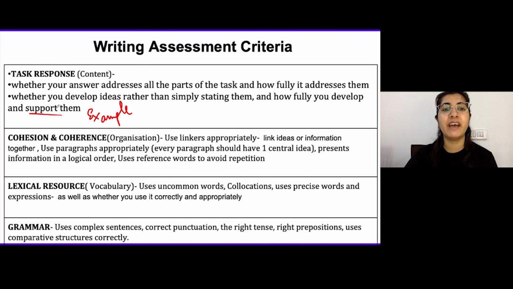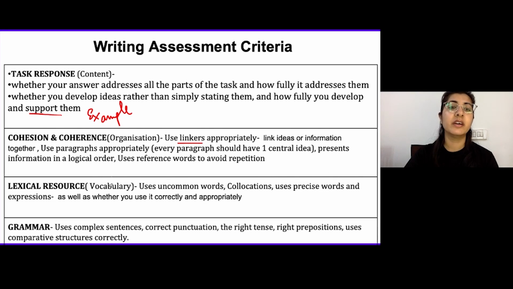Now, second, we have cohesion and coherence. This basically means how good is your flow of the essay. So to have a better flowing essay, you should use linking words. For example, moreover, additionally, in addition to that. And your paragraphing should be perfect. Paragraphing becomes nice when every paragraph has a central idea.